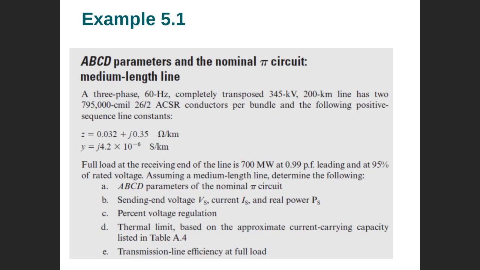And then we want to find the sending end voltage. We already know the receiving end voltage. How do we know? It is 0.95 times 345. This is the receiving end voltage. Now, is this line to line or line to neutral? Who will tell me now?